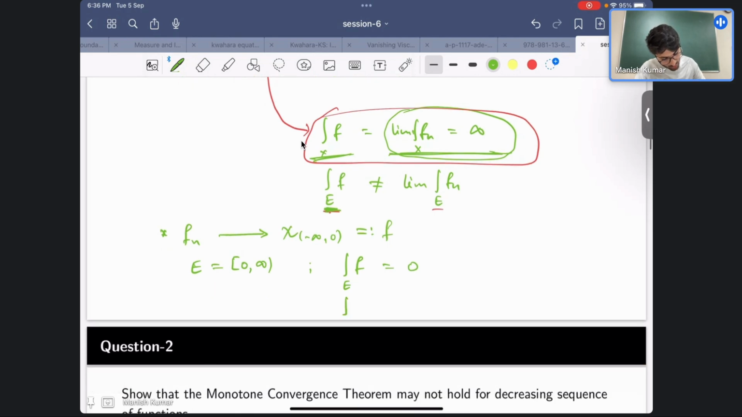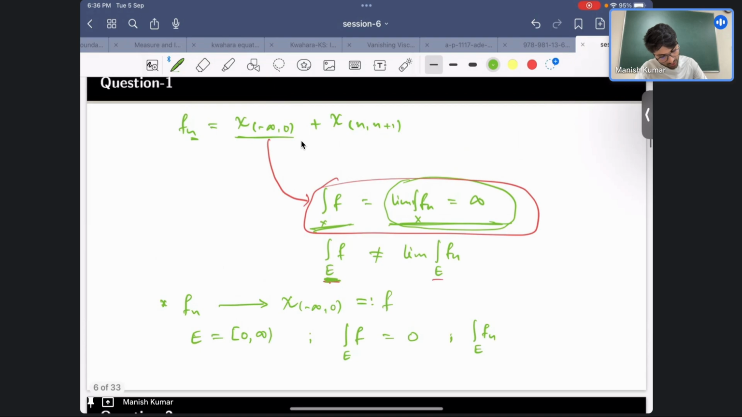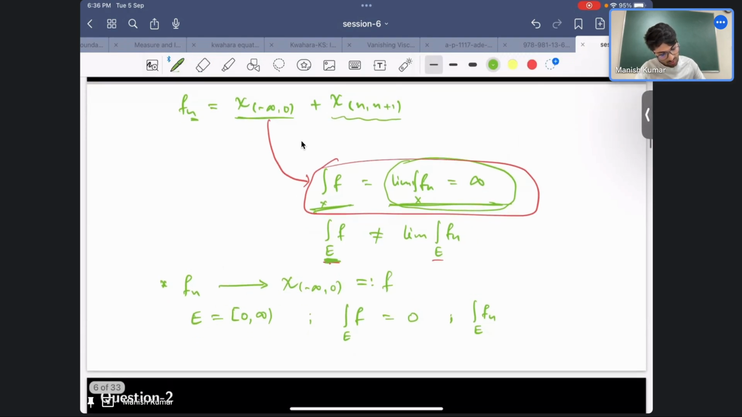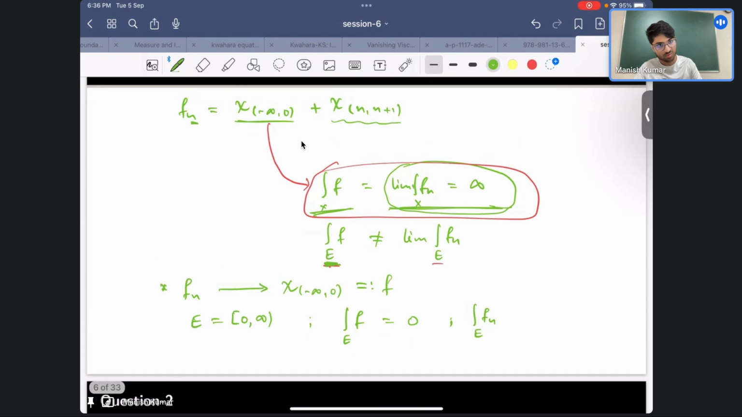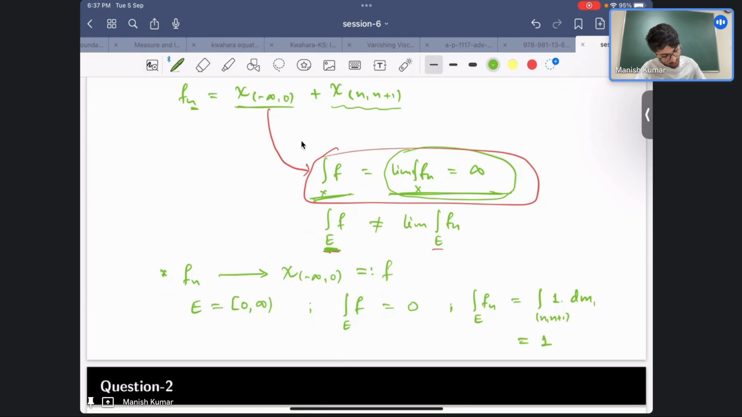Now if you want to calculate this integral of fn over e, this fn on this set is just this quantity, so this is the only thing which will be integrated, because this function is 0 in this part. So this integral of fn over e will be nothing but the integral over n comma n plus 1 of the function 1. So this is the Lebesgue measure, and this is nothing but 1, the length of this interval.